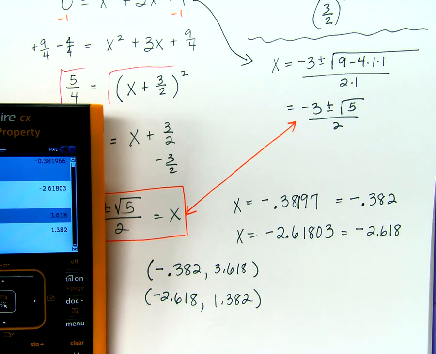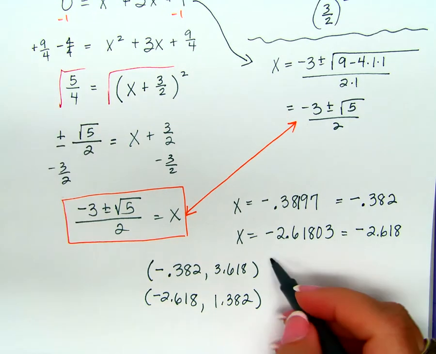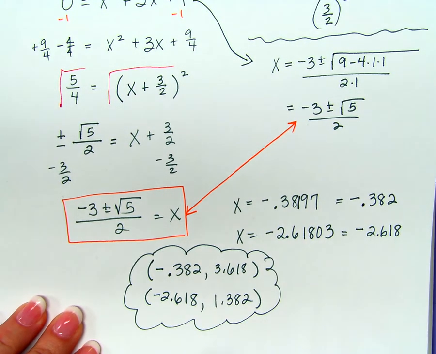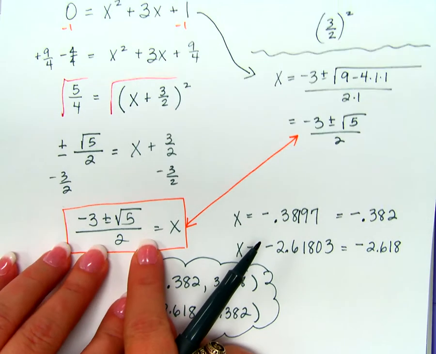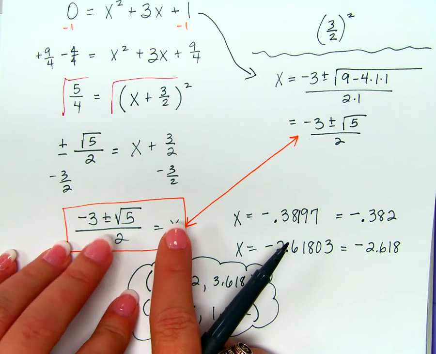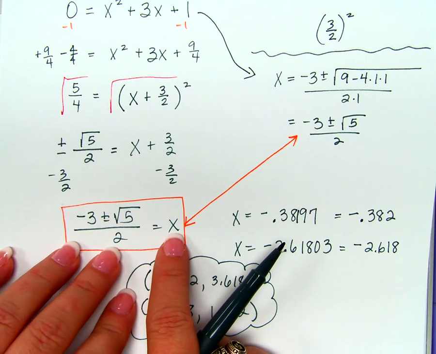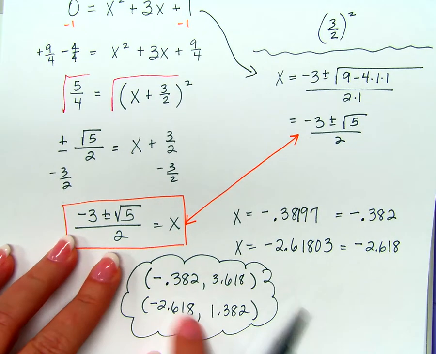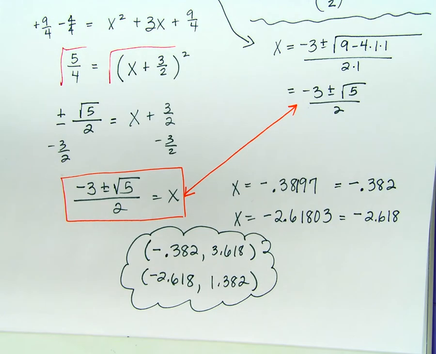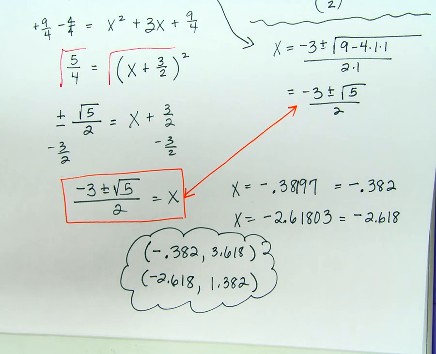Those are my points of intersection. This is my actual solution to my system. This is the solution to my x values, right? But we know better than to think that's the answer to our problem. We have to find the points of intersection. That gives me the x value of the points of intersection. I have to go back and find the y value, don't I?